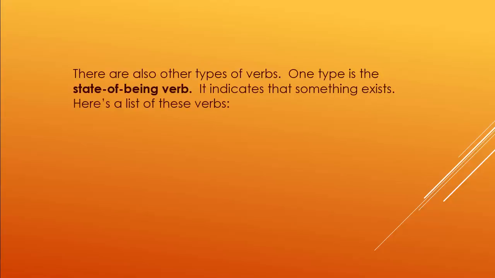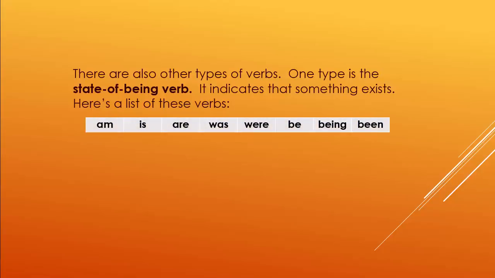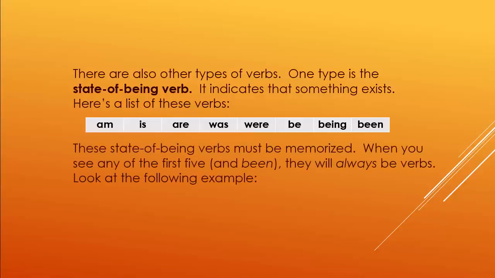There are also other types of verbs. One type is the state of being verb. It indicates that something exists. Here's a list of these verbs. Am, is, are, was, were, be, being, and been. These state of being verbs must be memorized. When you see any of the first 5 and been, they will always be verbs.